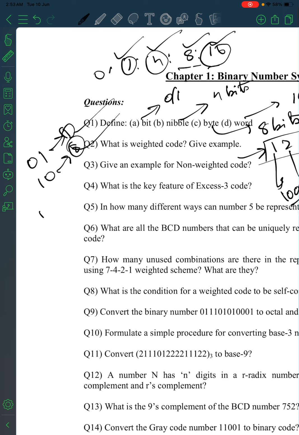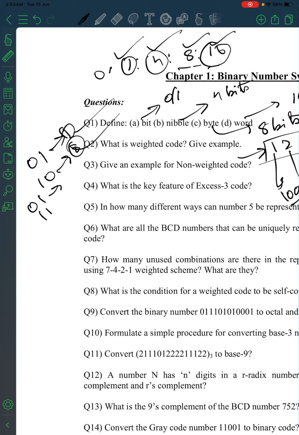For 2 it is represented like this, and 1 is represented like this. Thus in the gray code, every time the change in the bits from the previous one to the next one is exactly equal to 1. So this is the principle for each and every code of a gray code. In the gray code, it doesn't have any kind of weight.